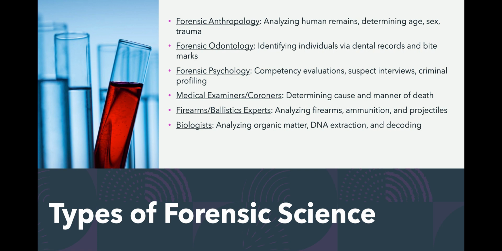Next, you have biologists. They specialize in organic matter from crime scenes like blood and hair and tissue samples. And they can extract and decode DNA to identify individuals involved in criminal activities that link suspects to crime scenes or victims. And last here, you have chemists or toxicologists. Chemists or toxicologists evaluate poisons and other chemicals that are found in bodies or crime scenes, and their findings can help determine the cause of death or establish the presence of toxic substances in criminal investigations. So those are different types of forensic science.